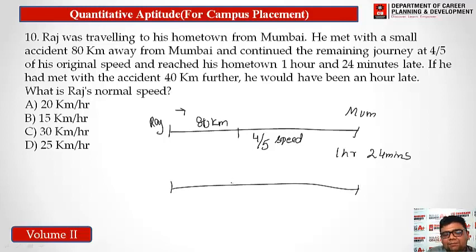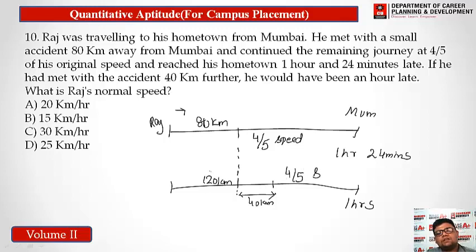If the same thing happened 40 kilometer further, meaning total it is 120 kilometer, 40 kilometer extra we have taken. If this happened 40 kilometer further, then he will reach late by 1 hour only, right? So we have to focus only on this part, this 40 kilometer.